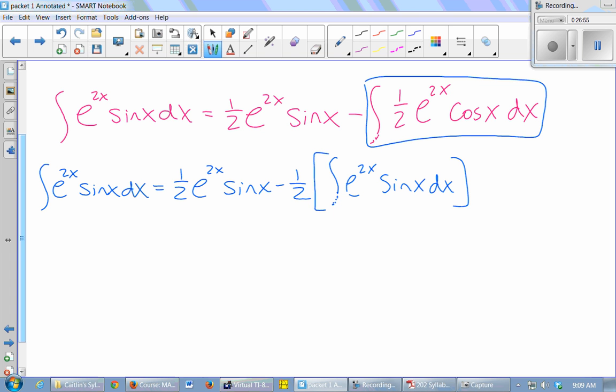I'm tempted to throw up my hands and say I'm going in circles, but I have an equation now. And the thing I want to know shows up in it twice, once on each side. I've got it here and I've got it here. If you let that thing be, say, y, you could just solve for it. So I would add 1/2 times that integral to both sides.